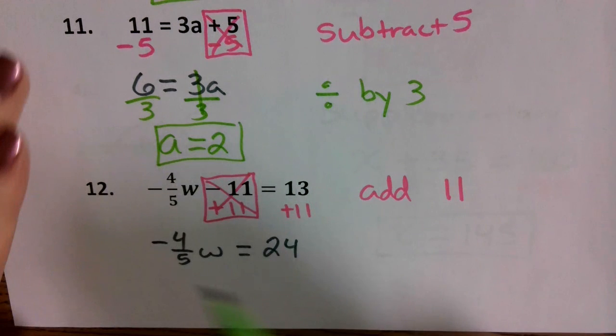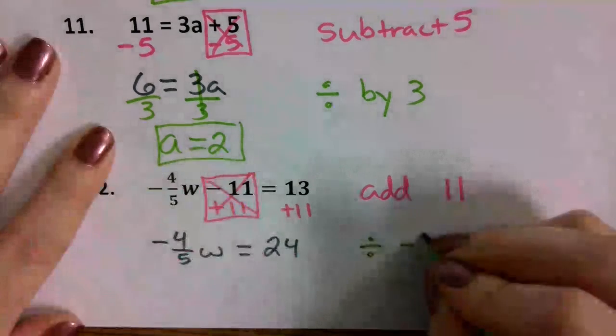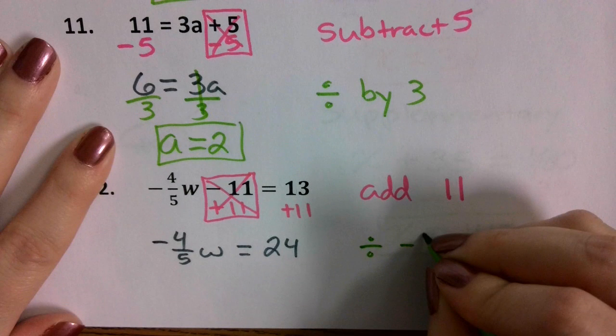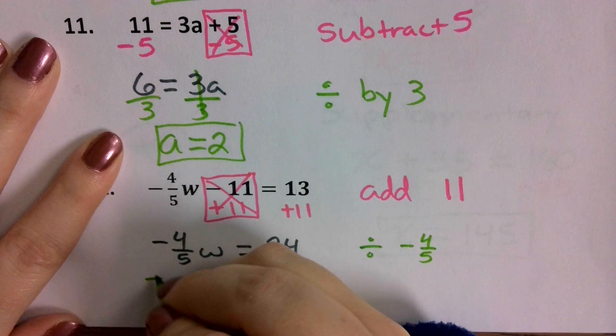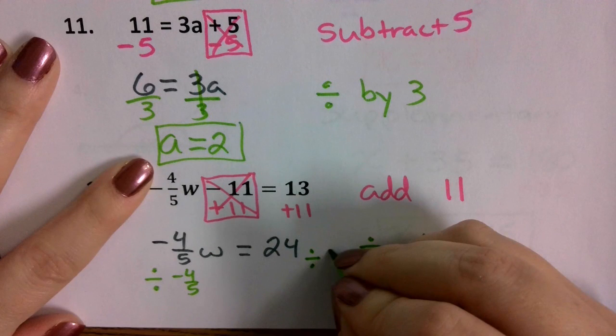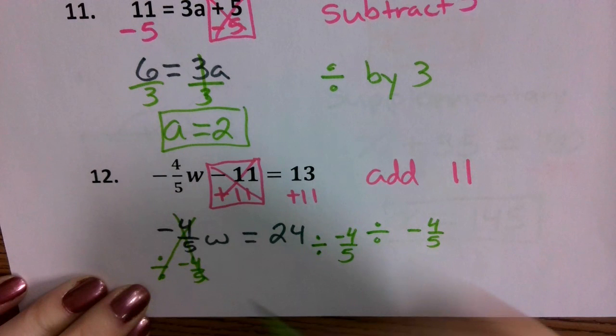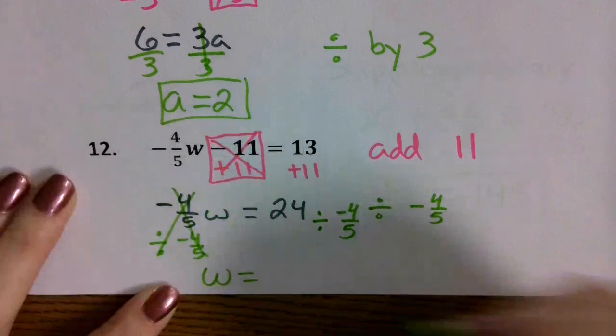You now want to go ahead and divide both sides by negative 4/5. By doing so, the 4/5 are going to cancel each other out. W is now by itself, and you're going to get negative 30 as your answer.